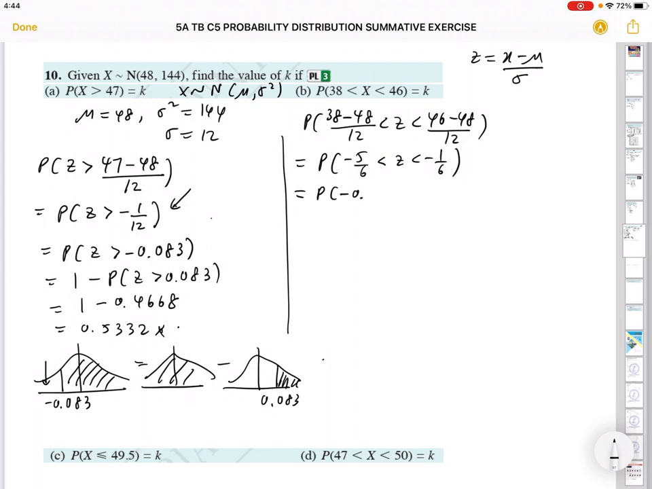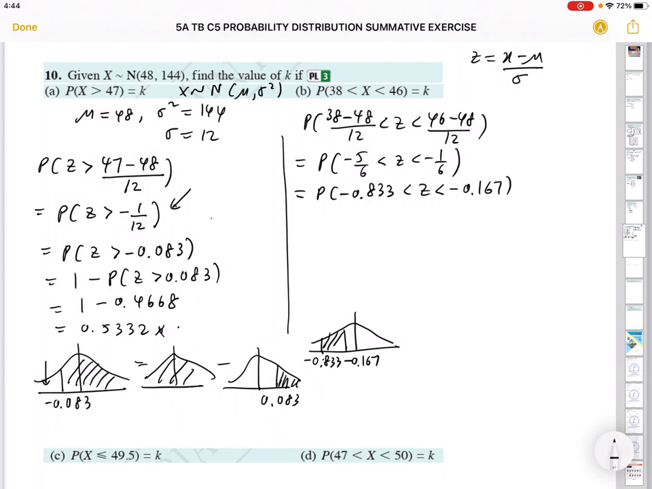So the first one is negative 0.833. This is now negative 0.167. Okay, I'm going to do a sketch. Let me sketch it over here. Now notice that both are negative. One is negative 0.833, another one is negative 0.167. So it's in between these two values.